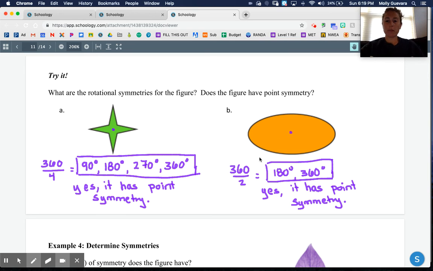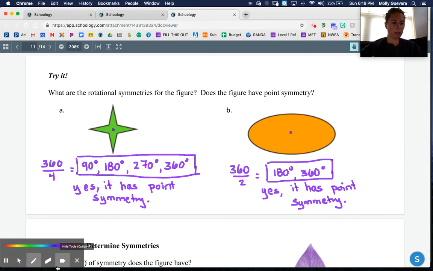And then for B, how many times do I rotate it and it lands onto itself before I get back to the start? And the answer is just twice. So I do 360 divided by 2, and I get 180 and 360. And since 180 is included, it does have point symmetry. So hopefully we're feeling good. We just have 1 page left, almost done.